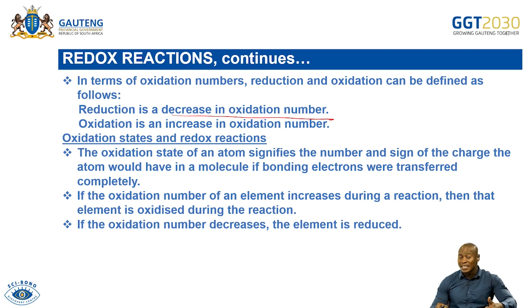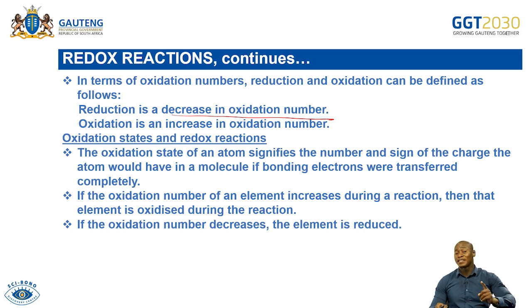So if there's a decrease in oxidation number, that substance is reduced. So the substance is gaining what? Electrons. But if there's an increase in oxidation number, that substance is oxidized. It means that that substance is losing what? Electrons. That is very, very important.